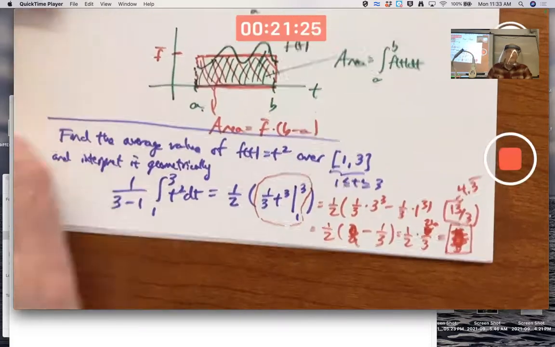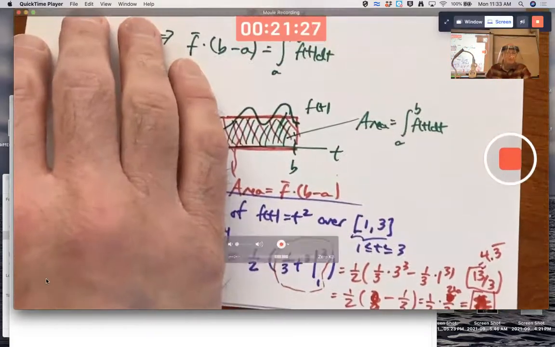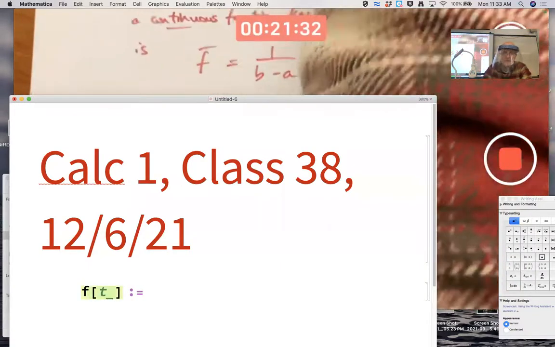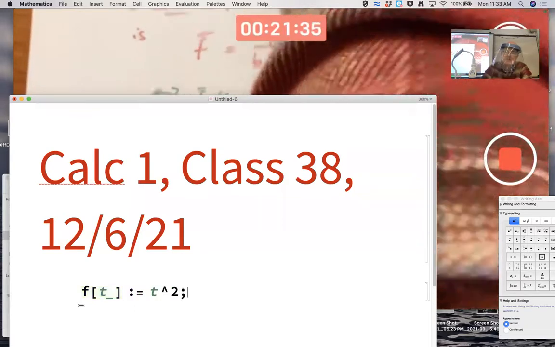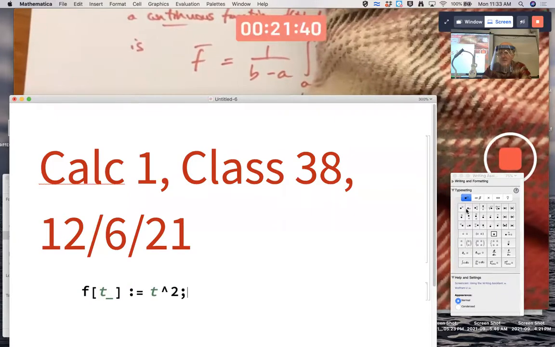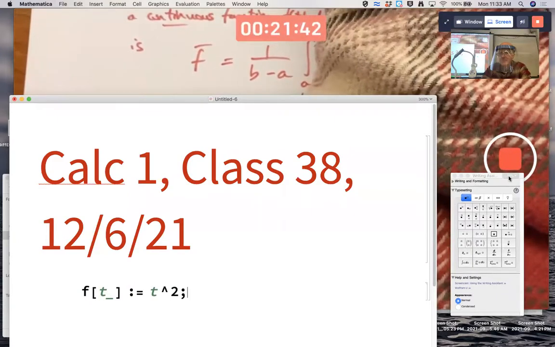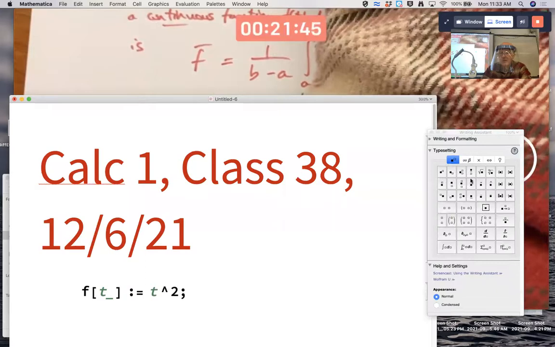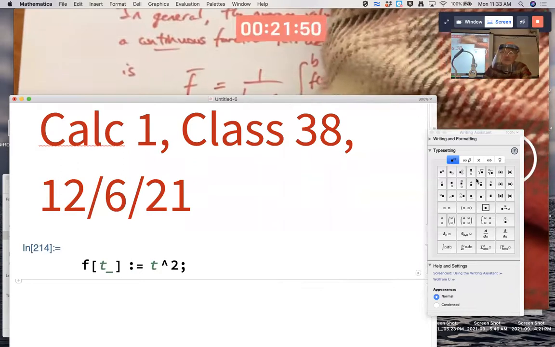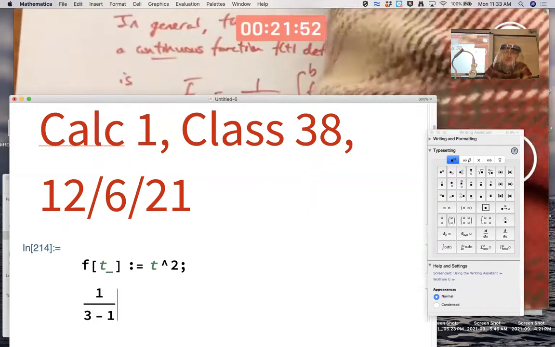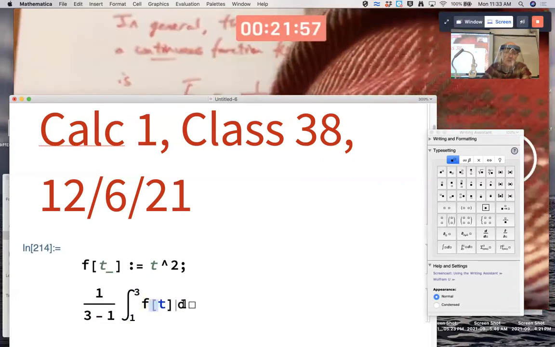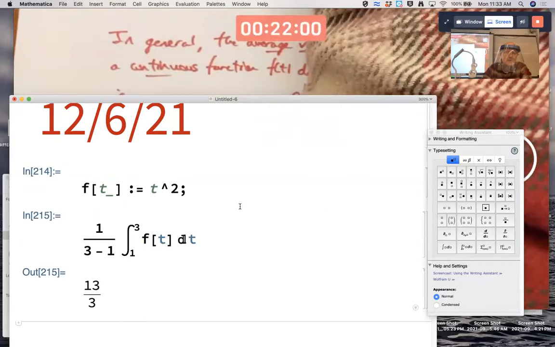Okay, let's get Mathematica to figure out this average value or interpret it. First, let's just confirm the calculation. F of t is t squared. In my writing assistant, for example, I can press one of these fraction buttons here. Oops, not there though. Okay, do it in the next line. 1 over 3 minus 1 times the integral from 1 to 3. Press the integral button. 13/3.